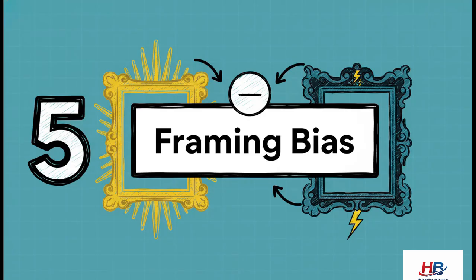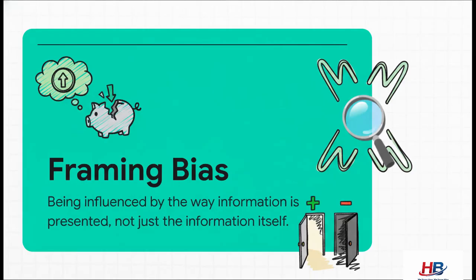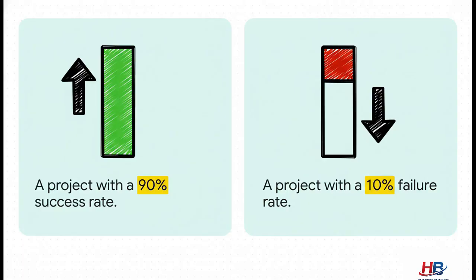And finally, we have the framing bias, which really shows that how you say something is often just as important as what you say. This bias shows that our choices can be manipulated simply by changing the frame of reference, by presenting the exact same information as either a gain or a loss. Just take a look at this. These two options describe the exact same statistical reality. But which one feels better? Which one are you more likely to approve? Most of us are drawn to option A because it's framed as a gain. That, right there, is the framing bias in action.